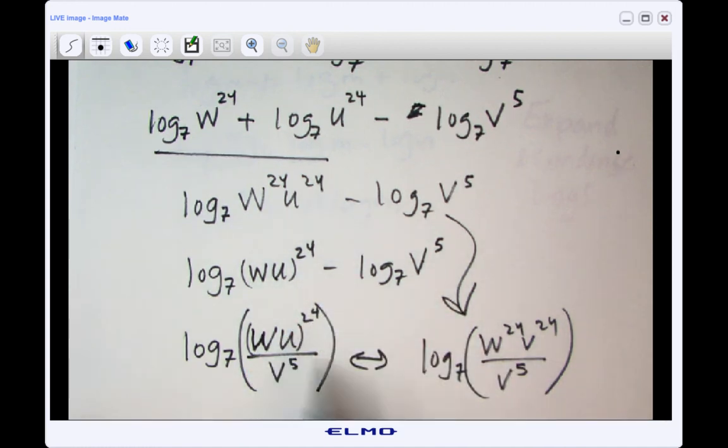This one makes me a little happier. I don't know why, but I just like that one better. I think it looks cuter, so that's probably how I would write it. But either way is fine. So there we have condensed and expanded logs. Now go try some.